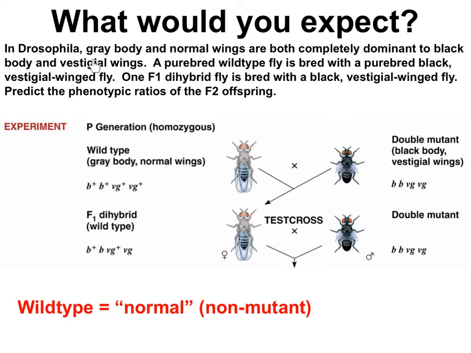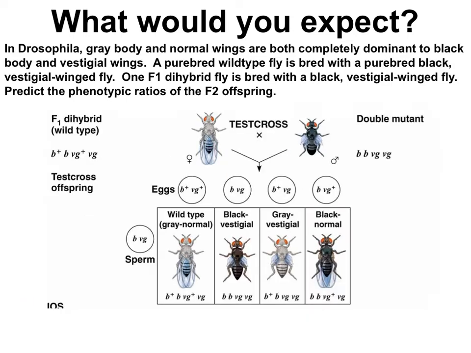All right, so let's sink our teeth into this. In Drosophila, gray body and normal wings are both completely dominant to black body and vestigial wings. A purebred, wild-type fly is bred with a purebred, black-bodied vestigial winged fly. One F1 dihybrid fly is bred with a black vestigial winged fly, a double mutant. Predict the phenotypic ratios of the F2 offspring. If you consider the sperm and the eggs that are made by these F1 breeders, you can predict what the F2 offspring will look like.